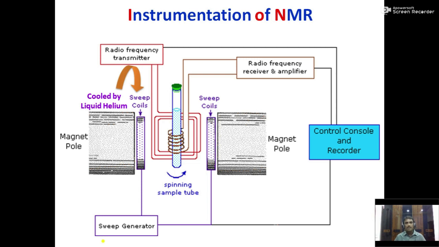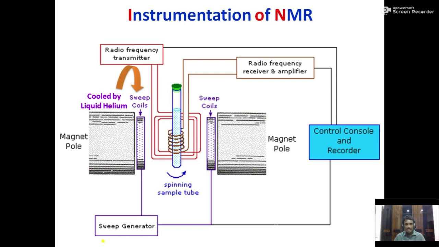Furthermore, a sweep coil is there. You can see that a sweep generator is there. With the help of the sweep generator, we can change the magnetic field over a small scale. We have to maintain a homogeneous magnetic field, but we can change the magnetic field over a small range by using this sweep generator.